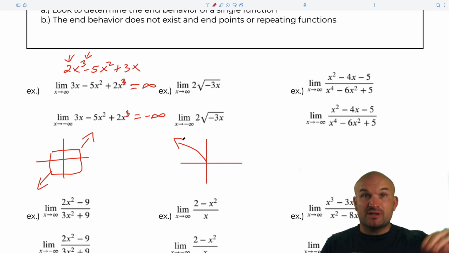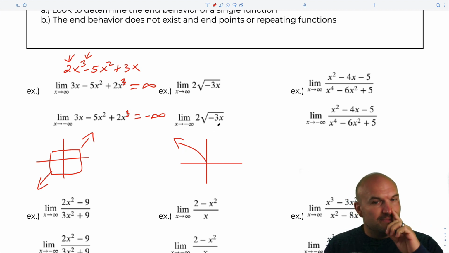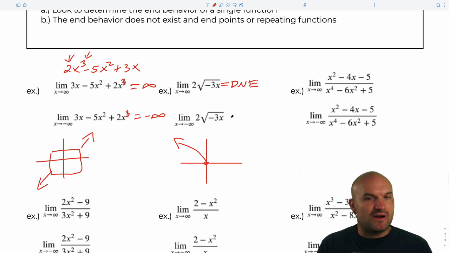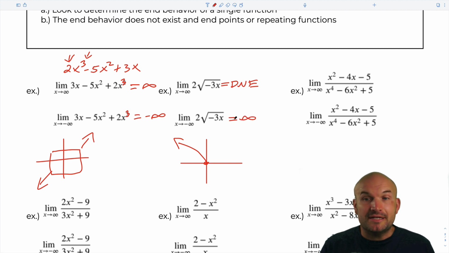Okay, square root curve, but it's going to the left, not going to the right, because it's being reflected about the y-axis. So as we're going to infinity, you can see that this graph stops, right? So again, this is going to be an example of does not exist. As we're going to the left, you can see that this graph is going up to positive infinity.